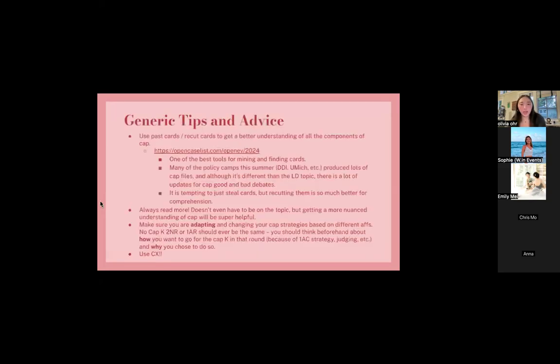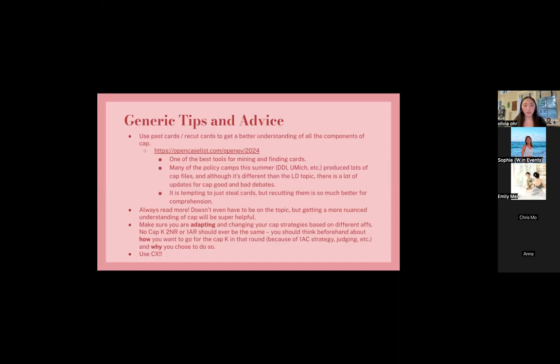Okay, so lastly, I have some general tips and advice. First, definitely use past cards and recut cards to get a better understanding of the components of CAP. This link right here is to OpenEV, which is one of the best tools for mining and finding cards. A lot of the policy camps this summer, like DDI, Michigan 7 Week, etc., produce a lot of CAP files because it's a big generic on the IP topic. So even if it's a little different than the LD topic, there's still a lot of updates for cap good and bad debates and a lot of new cards. So you can look through there.